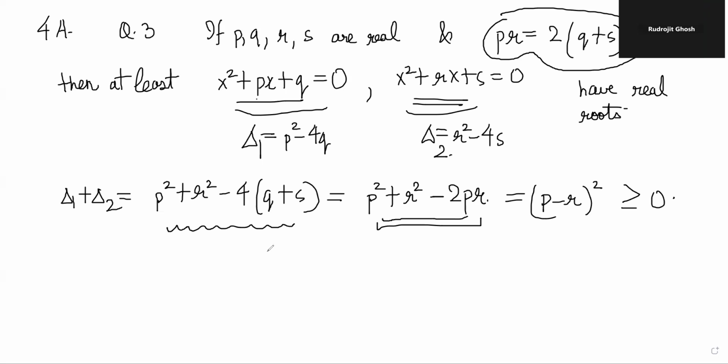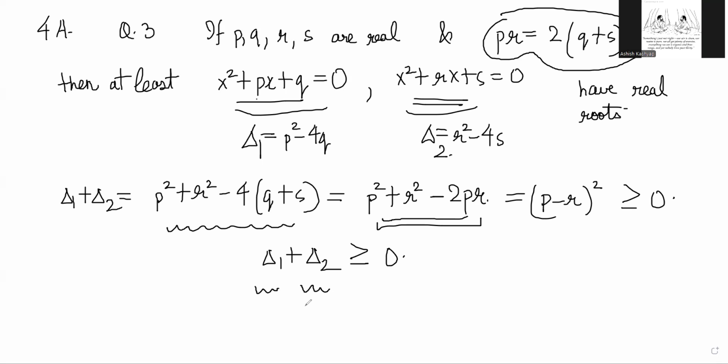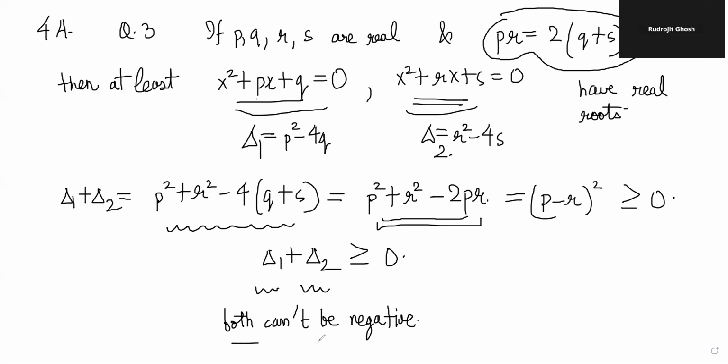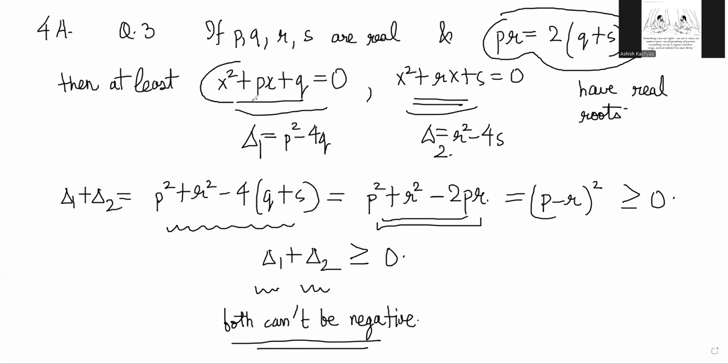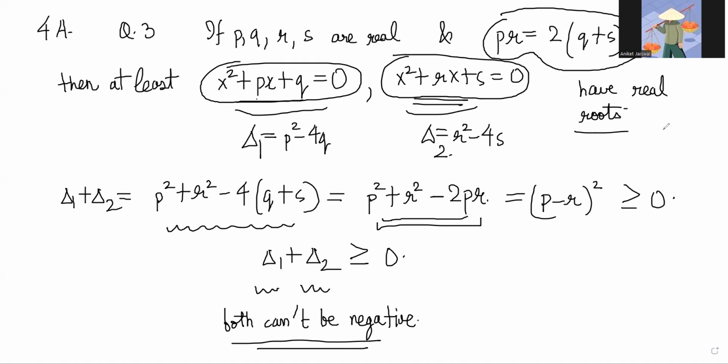So okay. If delta 1 plus delta 2, the discriminants, are adding up to positive, is it possible for both to be negative? No sir, both can't be negative, that much is guaranteed. If both are not negative, then any one of them is positive. That means at least one of the equations has real roots. This is a question we have already done in our previous classes.